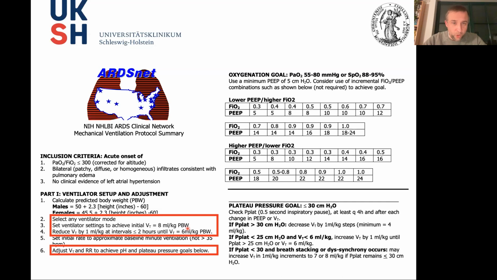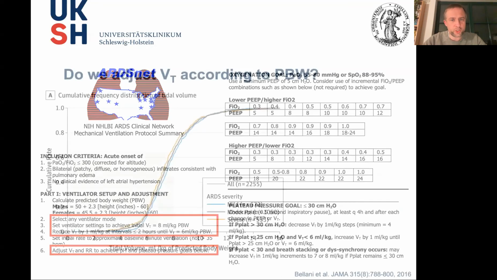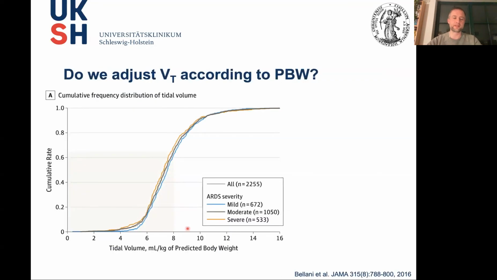So this is one very common recommendation, but the question is, do we actually do this in routine clinical practice? These are some data from the LungSafe study by a large network where many thousands of patients with ARDS were investigated in routine clinical practice. And one of the questions the study asked was, how are the tidal volumes in milliliters per kilo predicted body weight that are actually selected in patients with ARDS?